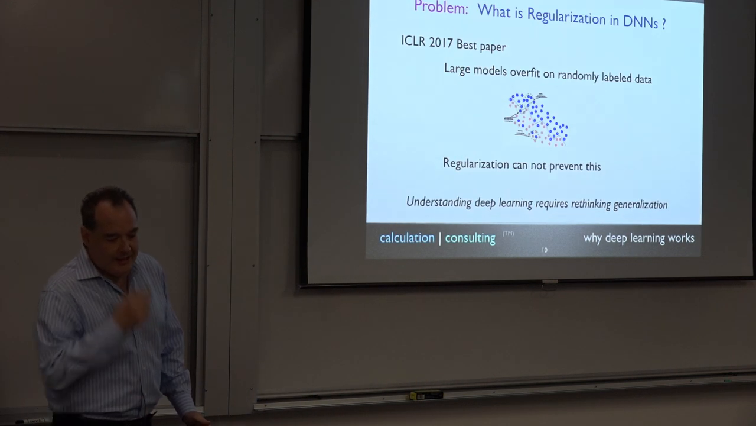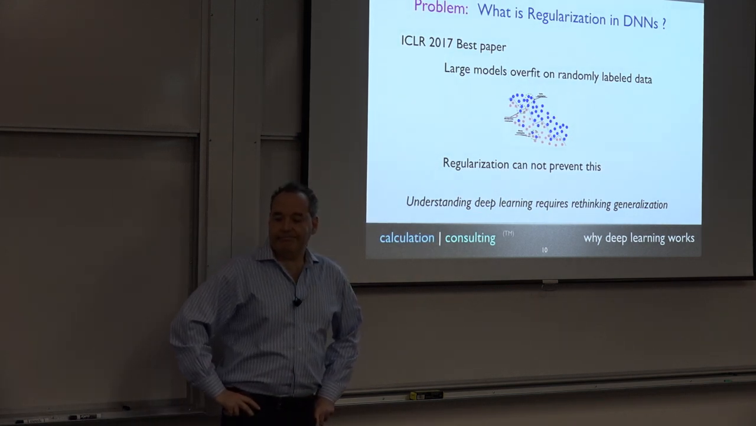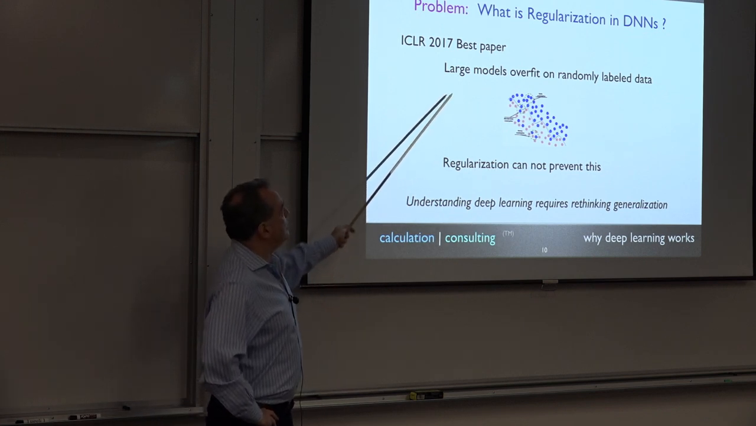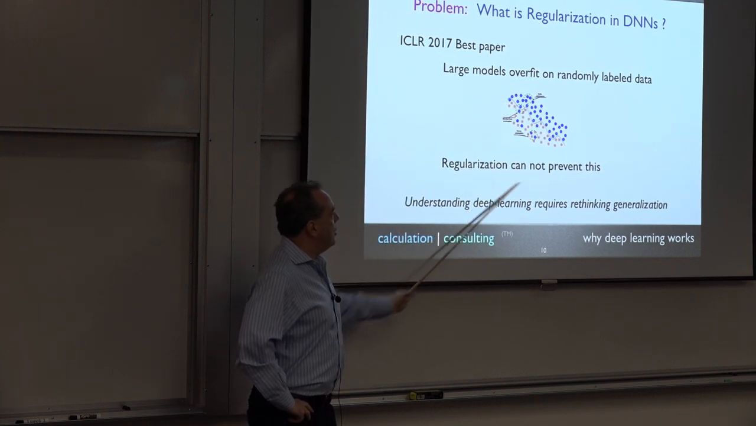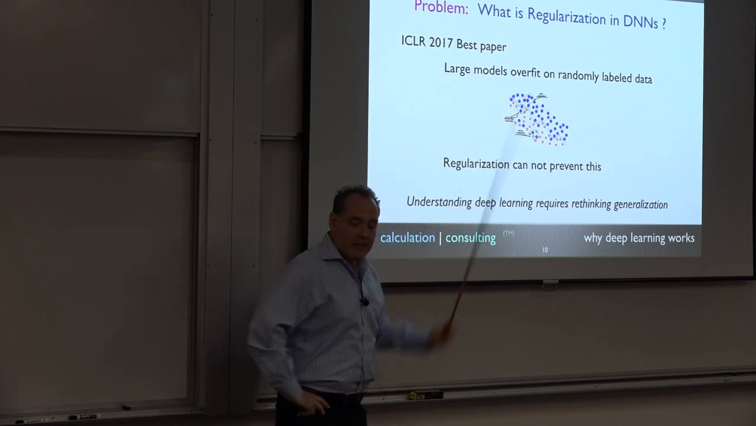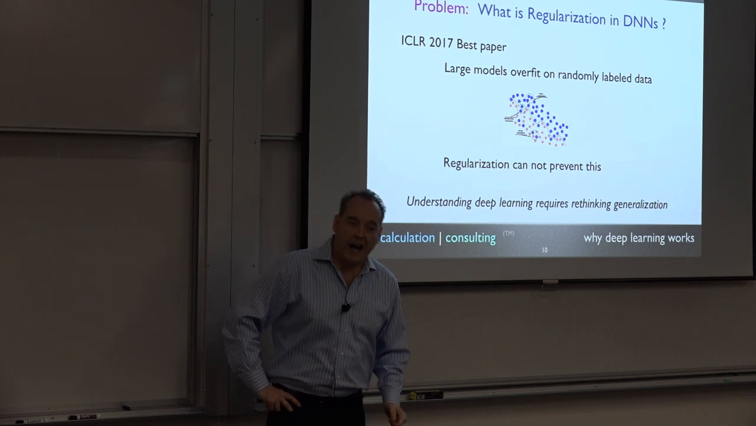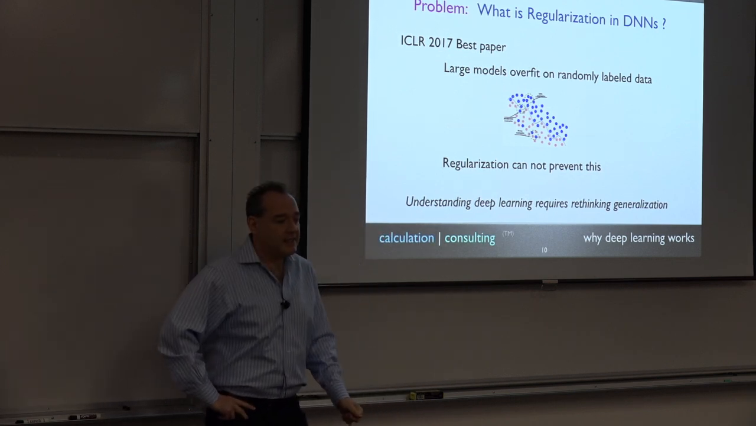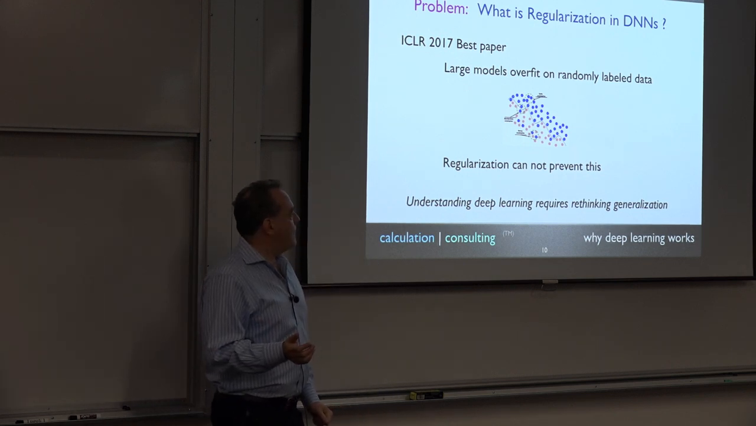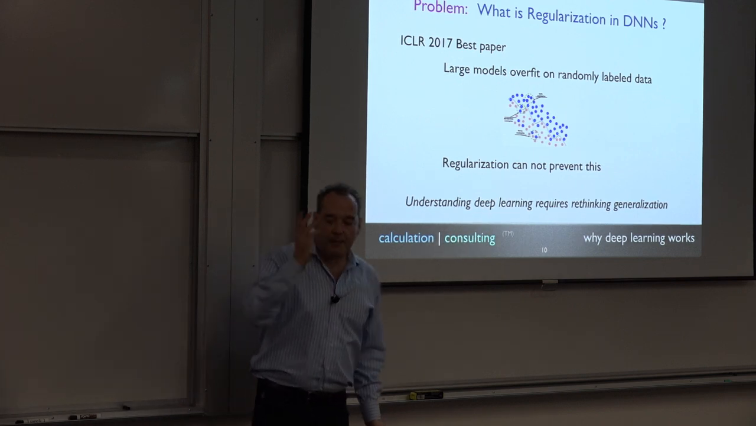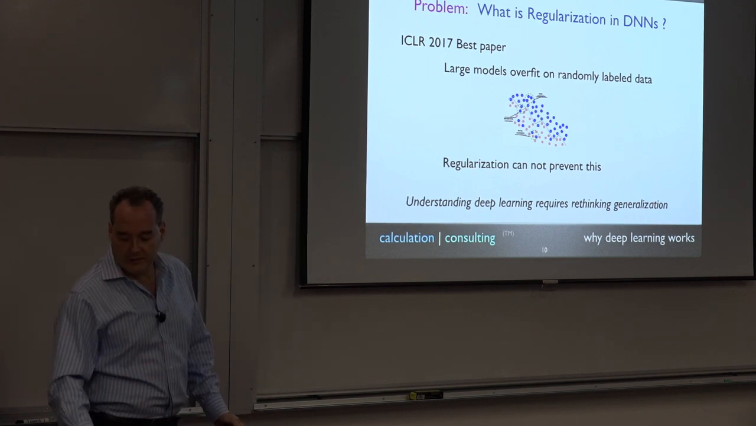Well, in 2017, a couple of years ago, there was this paper that came out. They suggested that when you take large models and fit them on randomly labeled data, so I take some of the data and randomly label it, neural networks will always fit randomly labeled data, and regularization can't prevent this. This is very odd. You would not expect this. You would expect that if I over-regularize, at least I can get 10% accuracy, 20%, I can get something. But you get nothing. It gave the idea that understanding deep learning somehow requires rethinking generalization, at least how we think about generalization in machine learning.